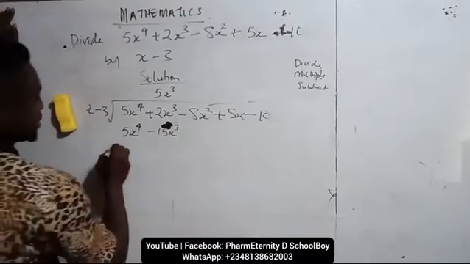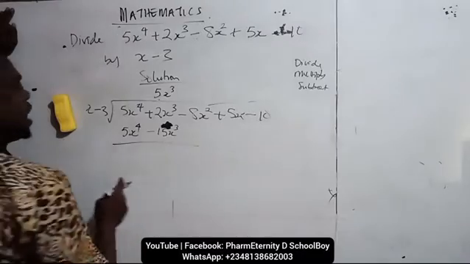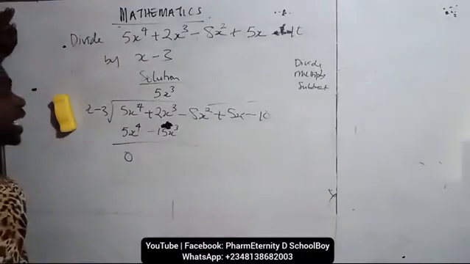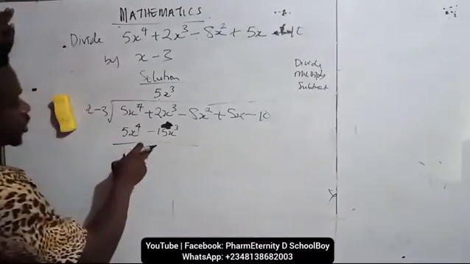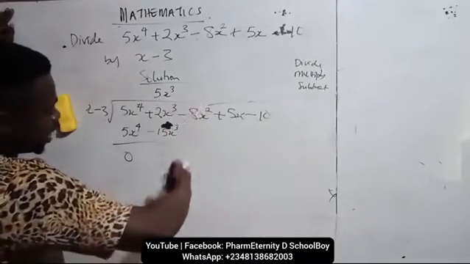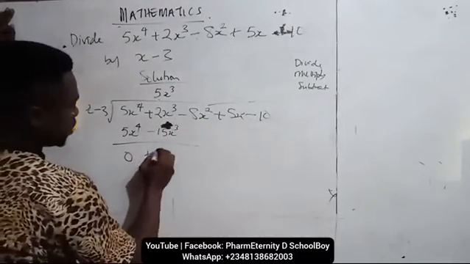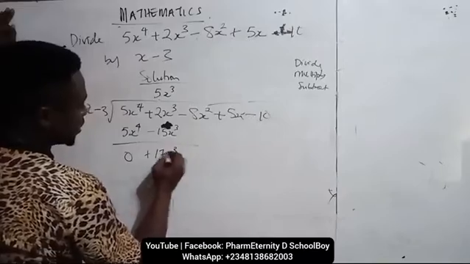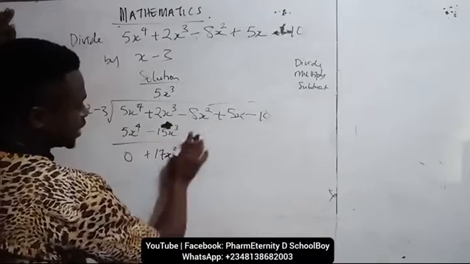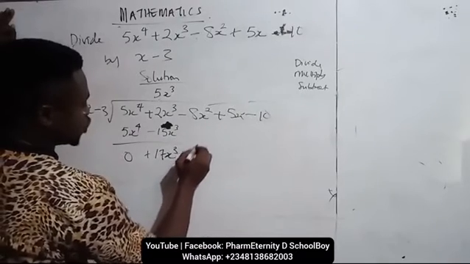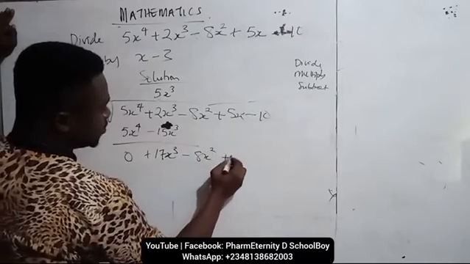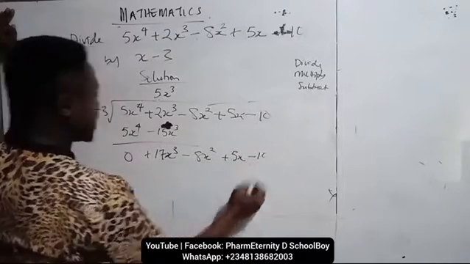We subtract. This minus this is what? 0. Plus 2x cubed minus 15x cubed will give us 2x cubed minus minus, which is plus. This will give us plus 17x cubed. Now we'll bring down everything here because there's nothing else to subtract from them: minus 8x squared plus 5x minus 10.